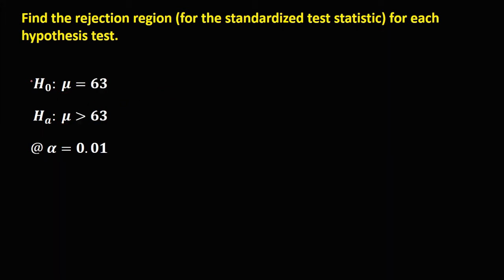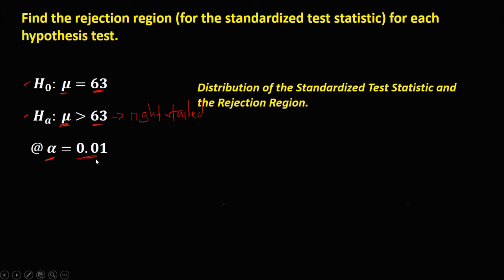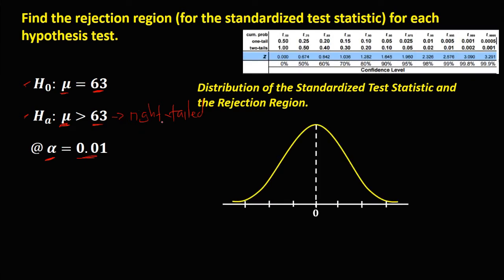Then for this given, the null hypothesis, the hypothesis mean is equal to 63. And for the alternative hypothesis, we need to test that this hypothesis mean is greater than 63. So since greater than, therefore this one is right-tailed. And our level of significance, the alpha, is 0.01. So to find now the rejection region, since right-tailed, this one is one tail. Then under one tail, we have this 0.01.